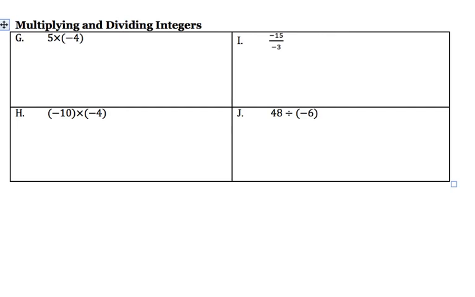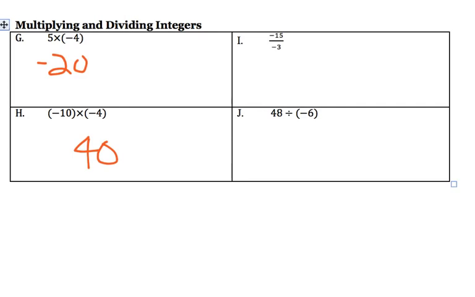So when I have 5 times negative 4, since we only are multiplying with one negative, I know my answer is going to be negative, and 5 times 4 is 20, so the answer is negative 20. All right, and then for H, I have negative 10 times negative 4. Well, I know that 10 times 4 is going to be 40, and then I'm trying to decide if it's going to be positive or negative. All right, so same signs, both of them are negative, so I know that this should stay as a positive.